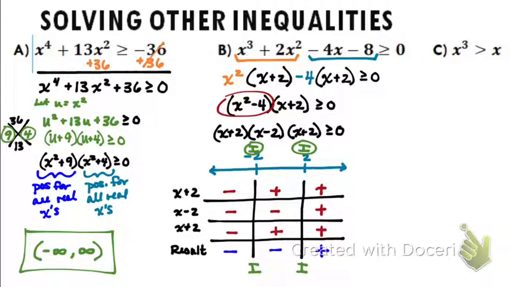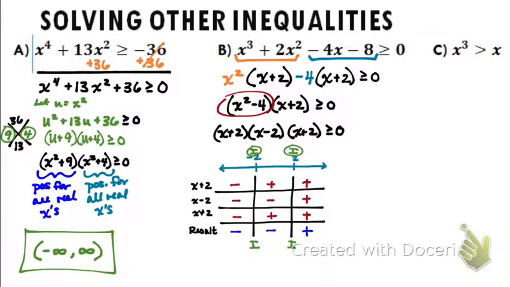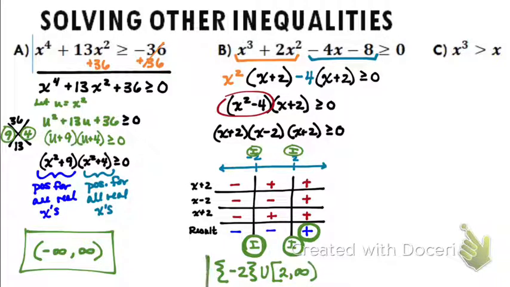Was I interested in the positive intervals or the negative intervals? Positive intervals. So I just want this guy, but what do I do about this? Yeah, it needs a curly bracket. This is because of that or equal to. So negative 2 would make this or equal to 0. And then anything from 2 to infinity would also make this greater than or equal to 0.